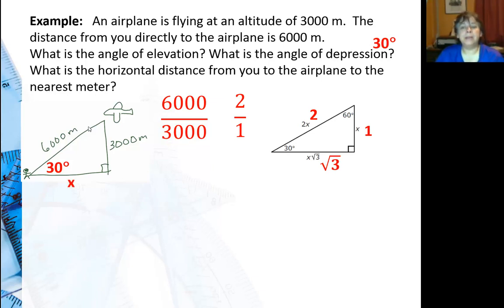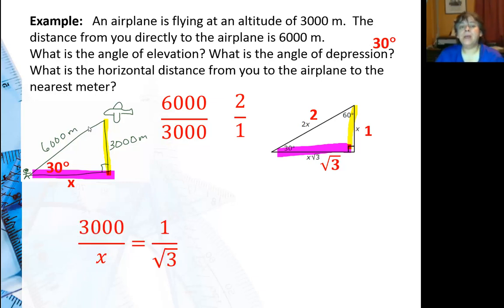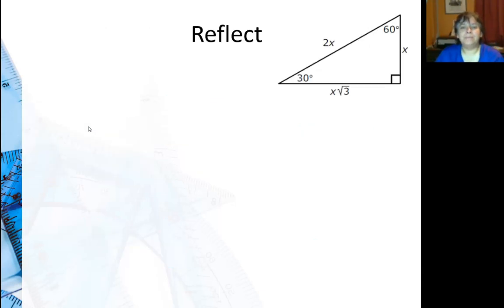I'm going to put an x there, and we'll go ahead and set up a proportion with those two sides. I like the one side whenever I can use it because the math is easier. So 3,000 over x is 1 over square root of 3. You cross multiply, and you get 1 times x is x, and 3,000 square root of 3. Now this does say to the nearest meter, and I didn't do it here. I actually gave you an exact answer.